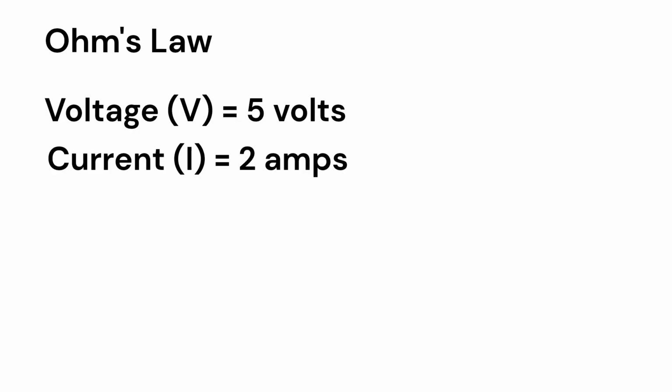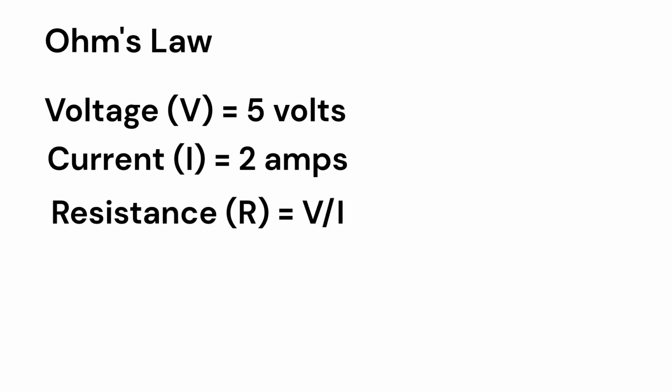By using Ohm's law, if two parameter values are available, you can calculate the third one. For example, in a circuit, if the voltage is 5 volts and the current flowing is 2 amperes, then the resistance can be calculated as R equals V by I. So by substituting the voltage and current values, 5 by 2, we get a resistance of 2.5 ohms. And remember, Ohm's law is valid only when the temperature is constant, because if the temperature changes, the resistance also changes. Hope you got the idea on voltage, current, resistance, and Ohm's law.